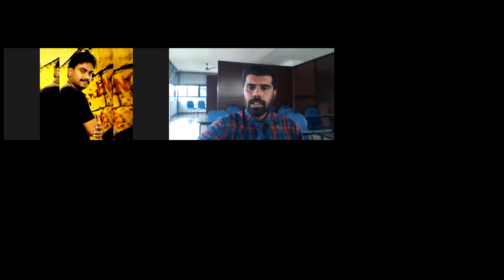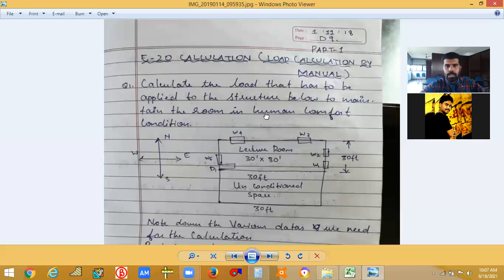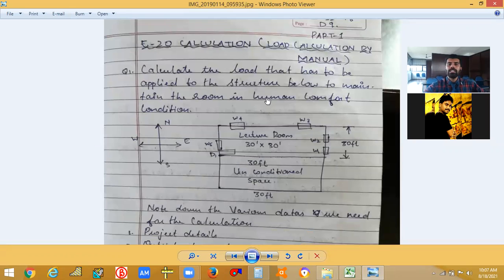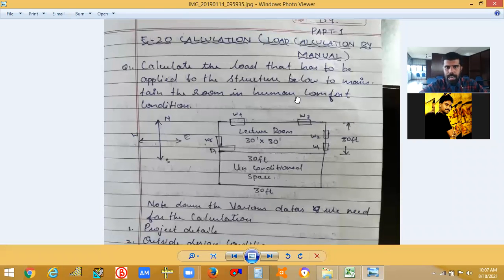I will share my screen right now, so you can copy it out. First you have to write the question. So this is the question, the same question that I have given you yesterday. We can write today's date with the day 13, and we can write E20 calculation, load calculation by manual. It is shown here, by manual. And you can write this question.